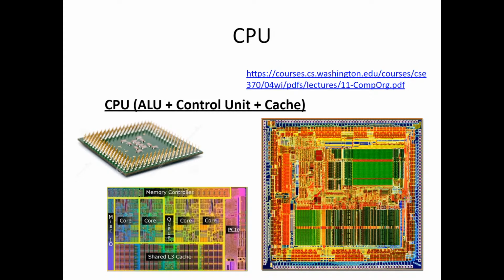Okay, so we looked at the CPU before, and now that we have all this knowledge, we can come back to it and see how much more we understand of it. We understand that there's the ALU, there's the control unit, and there's the cache. You probably haven't heard of what a cache is before. Essentially, a cache is a storage.